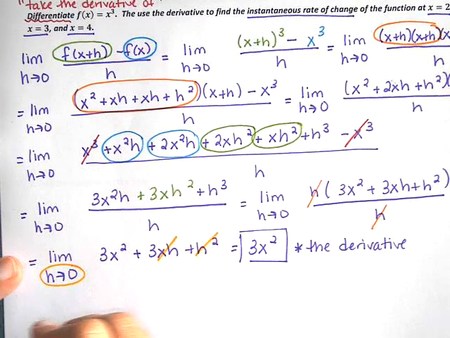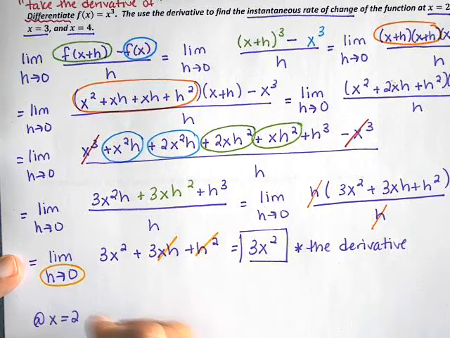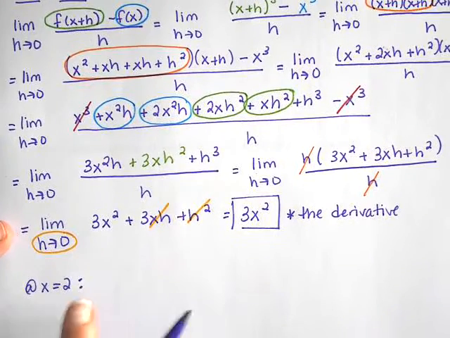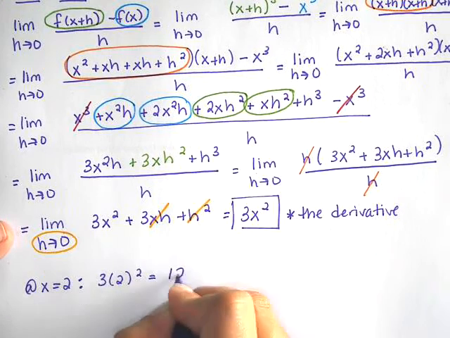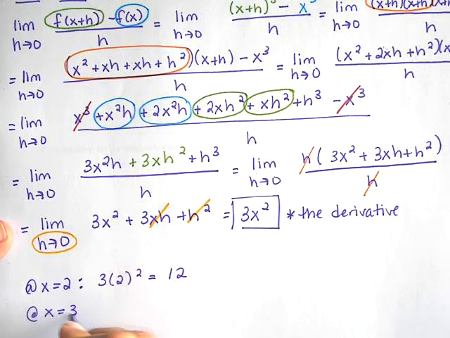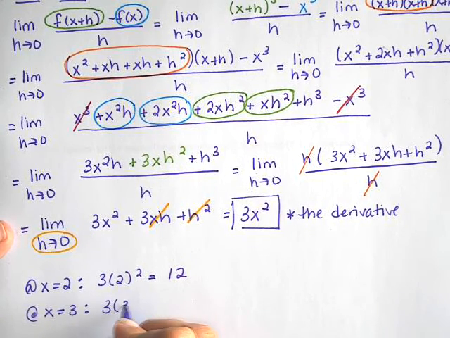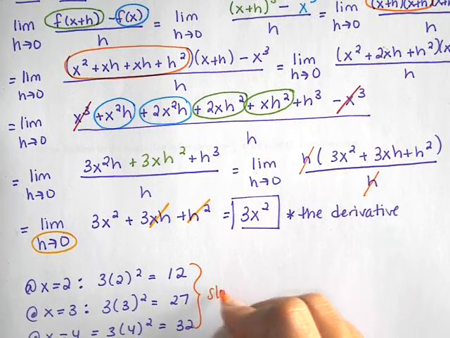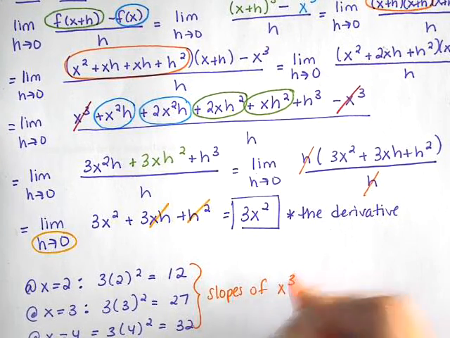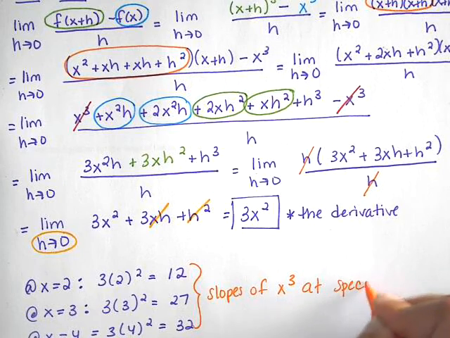Now if I want to find the derivative at x equals 2, which it told me to do in the instructions, I just take the number 2 and I plug it in here. So 3 times 2 squared would be 12. If I want to find the derivative at x equals 3, I would have 3 times 3 squared, which is 27. And if I want to find the derivative at x equals 4, I would have 3 times 4 squared, which would be 48. These are all the slopes of x cubed at specific x values.